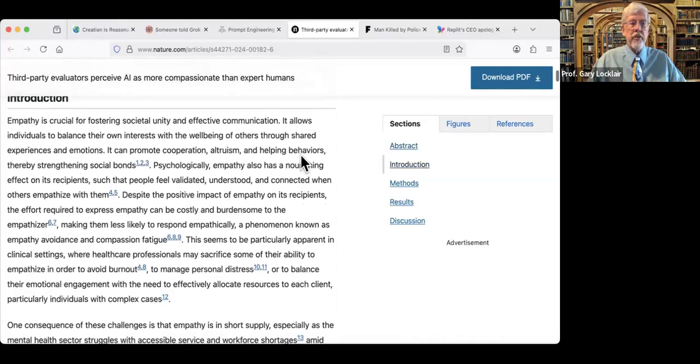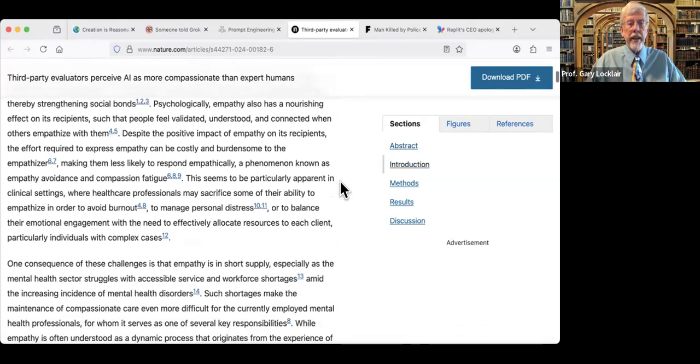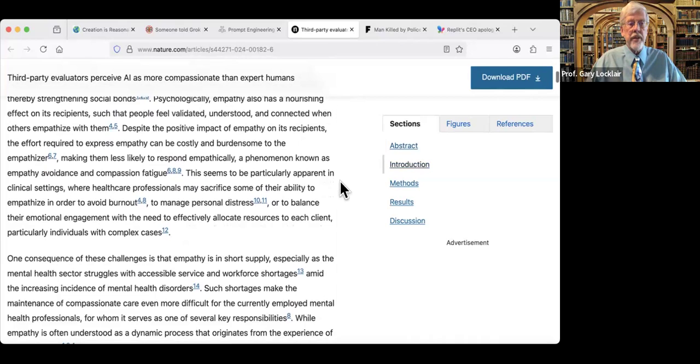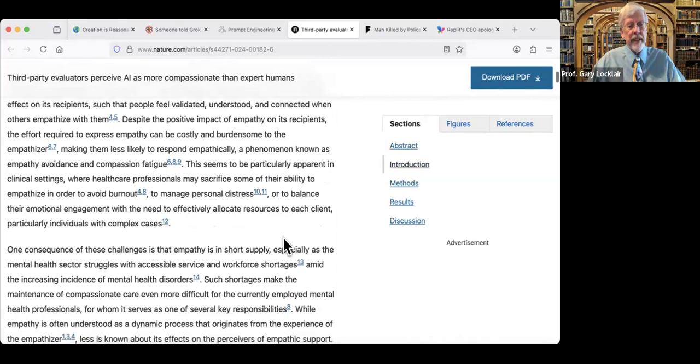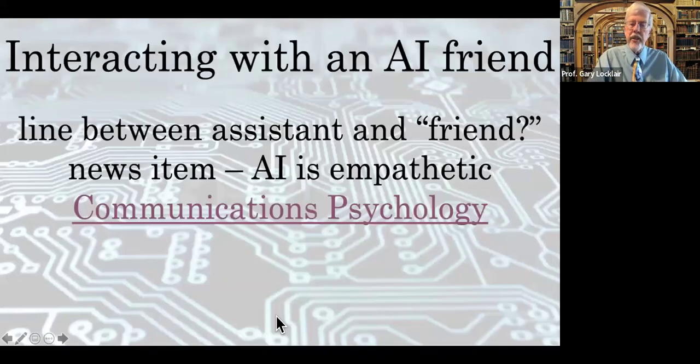Empathy is crucial for fostering societal unity and effective communication. Psychologically, empathy also has a nourishing effect on its recipients. Despite the positive impact of empathy on its recipients, the effort required to express empathy can be costly and burdensome to the empathizer. So let's get AI to do it. So, people pouring out their souls, if you will, to an artificial intelligence felt that it was more empathetic than a human being.